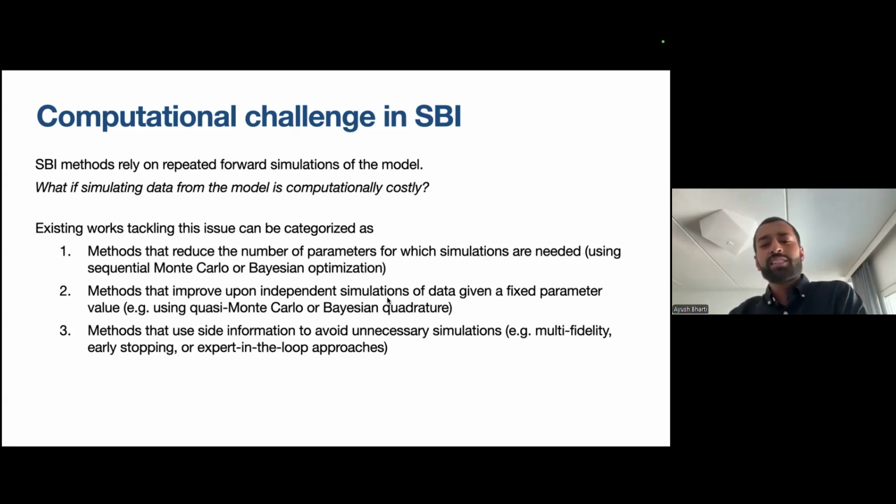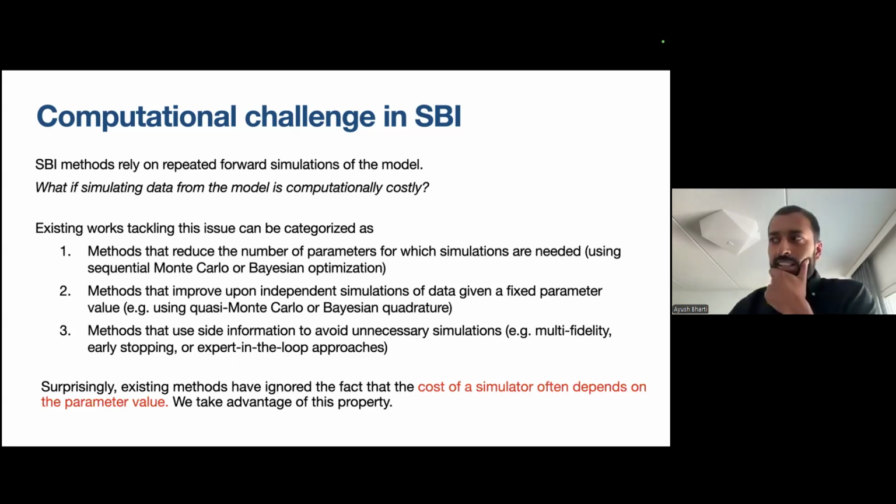And then the third case is where you use some sort of side information to avoid unnecessary simulation. So this could be like these multi-fidelity ABC papers fall in this category, where you use side information, I'm considering the low fidelity simulations that you might have. Dennis Prangle has this paper on early stopping ABC. So that's also some side information that you use to stop running, to not run the simulator at all. And in the past, I worked also on these expert-in-the-loop approaches where you can get some feedback from the expert that will help you in cutting down the number of simulations that you need. So again, this expert feedback becomes this additional information. Our method sort of falls under this category where the side information is about the cost, and we'll get to that later.